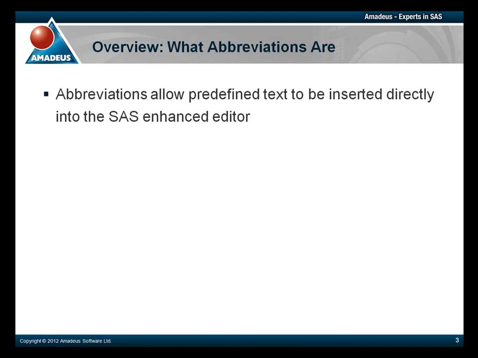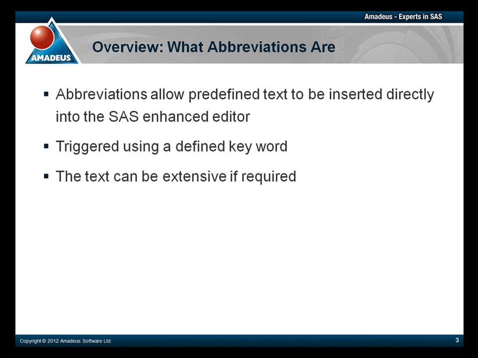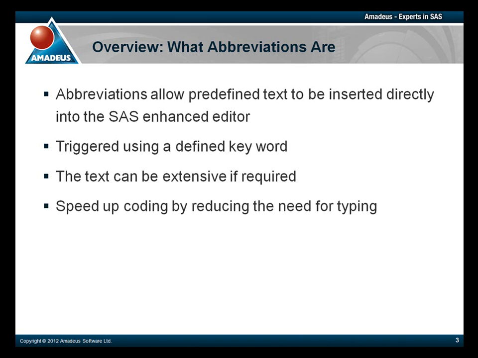So what exactly are abbreviations within the SAS programming environment? The abbreviation facility allows you to store predefined text and then insert this directly into the Enhanced Editor at any time. To insert the predefined text, a keyword is typed. This then brings up a prompt to allow you to insert the text. The trigger keyword can be any text. This even includes procedure names, as will be seen later. The text within the abbreviation can be extensive, so large amounts of code can be included when required. Using the abbreviations facility can speed up development and helps to promote consistent coding.